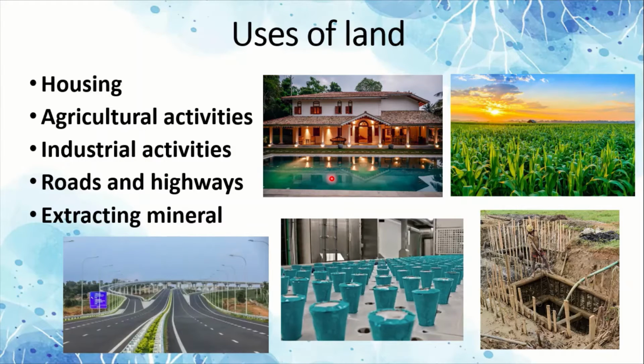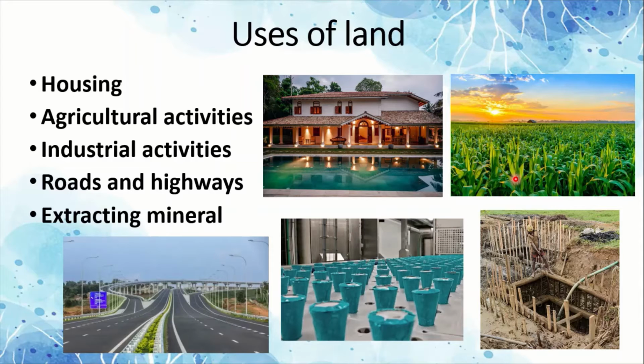What are the uses of land? Land is used to build houses and places of living. Here you can see a house. We use land to build houses and other places of living. It also helps us for agricultural activities. In this picture, you can see crop cultivation. We use land for agricultural activities.